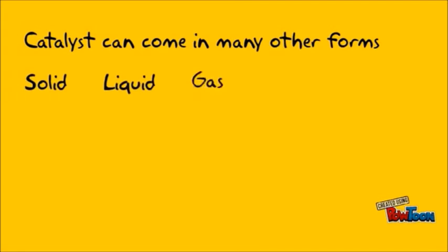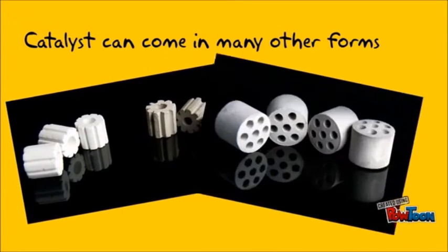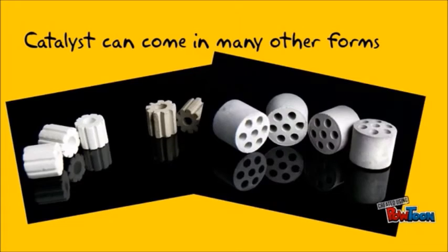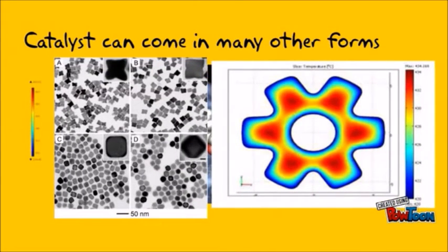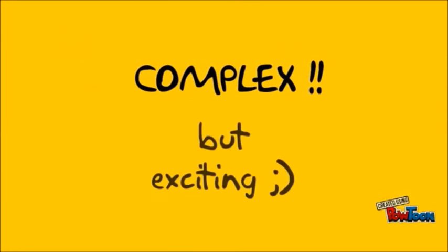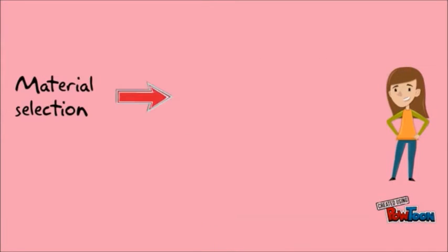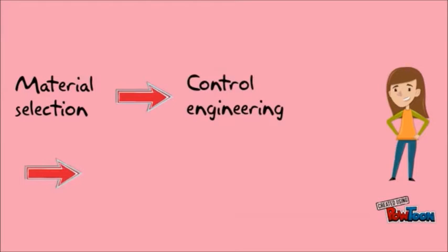It can be solid, liquid or gas. They can have funky shapes such as these, and chemical engineers play a huge role in designing them. It's complex, but it's exciting. So up to now, we have learned material selection, control engineering and product optimization.